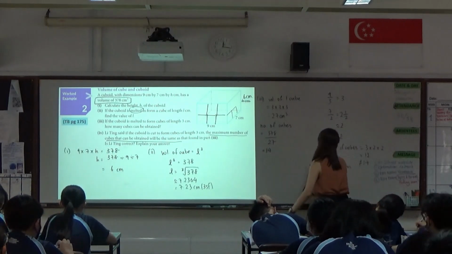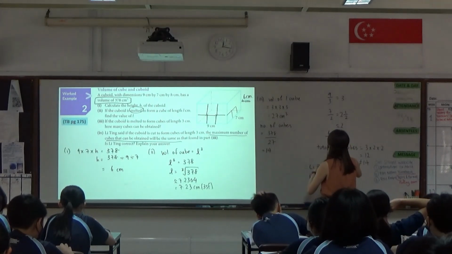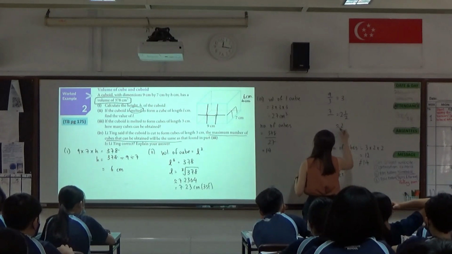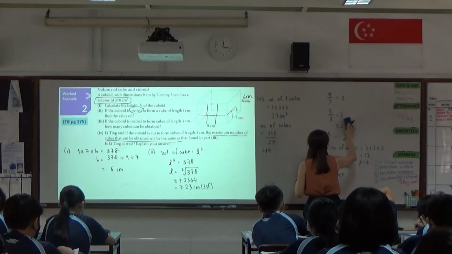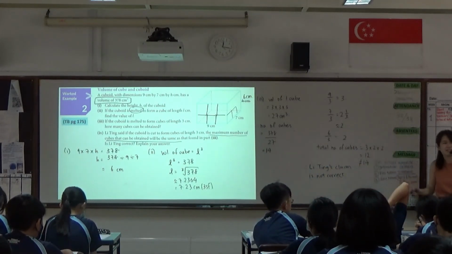Oh, 6 divided by 2 is 3. Oh, that means I counted wrongly. 6 divided by 3. Oh yeah, sorry, I read wrongly. 7 divided by 3 is 2 and 1/3. But my answer remains the same.